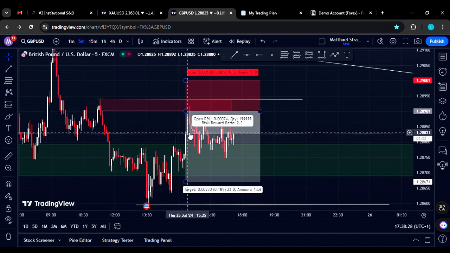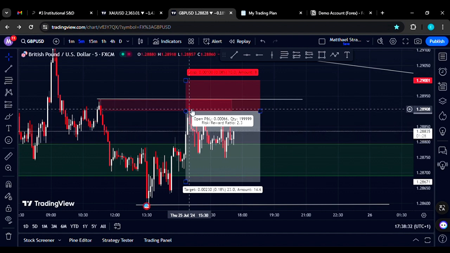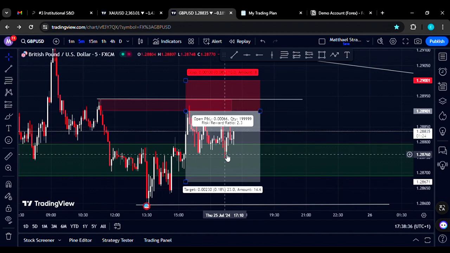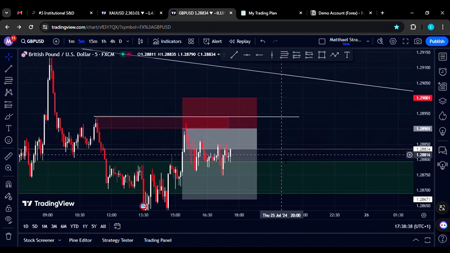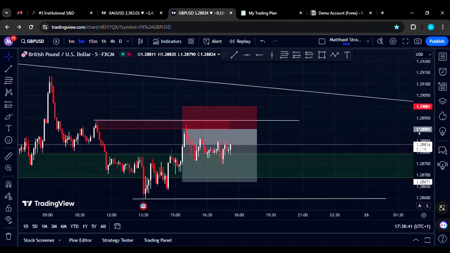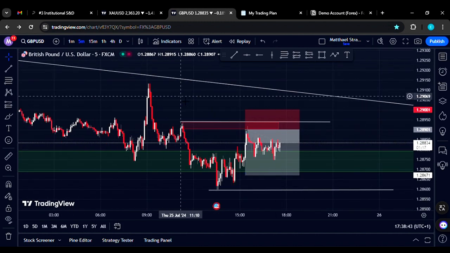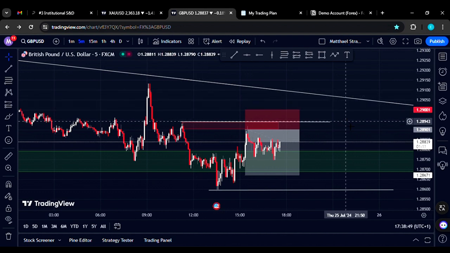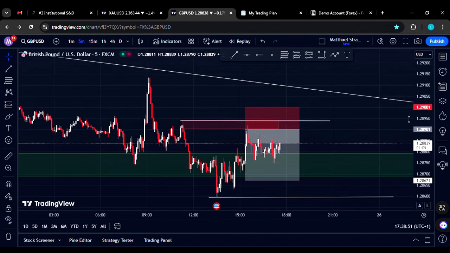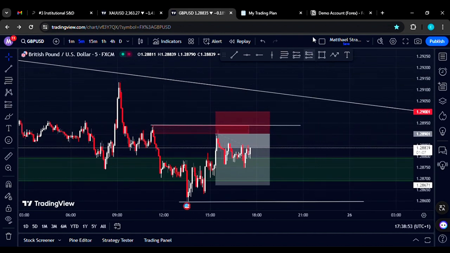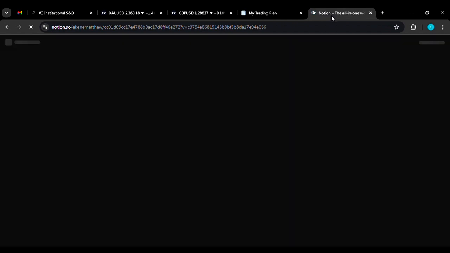It was even in the afternoon, it tapped my point of interest. So since then it has been coming down. So that's just the simple way I do my analysis and take trades. I don't overcomplicate the whole process.